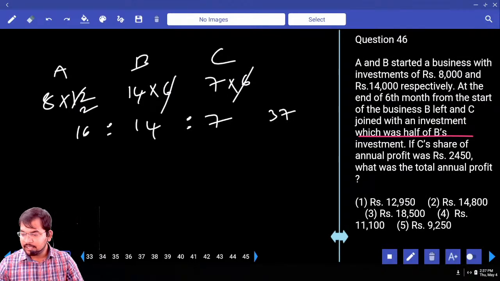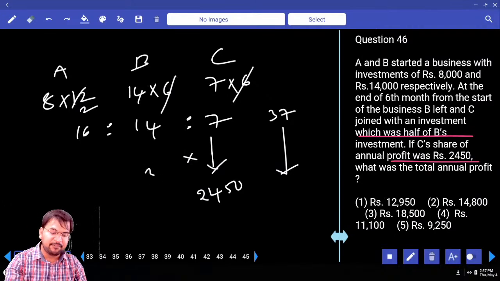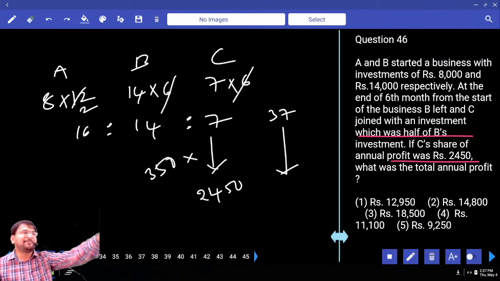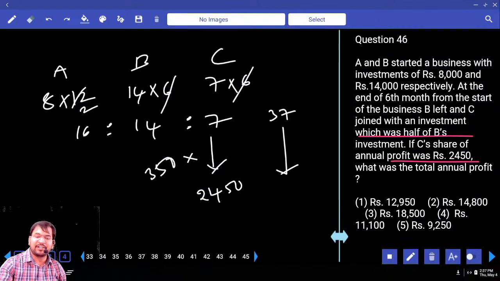Now they given what? C is how much? 2450. 37 parts is nothing but, 7 how many times? 350 times. 7 into 300 is 2100, 7 into 50 is 350, 350 plus 2100 is 2450. Are you clear? Next one, 37 into 350.